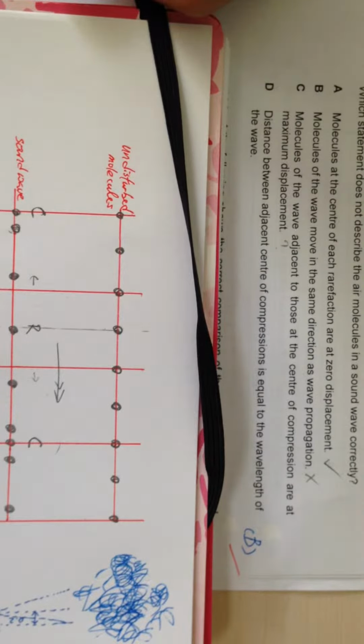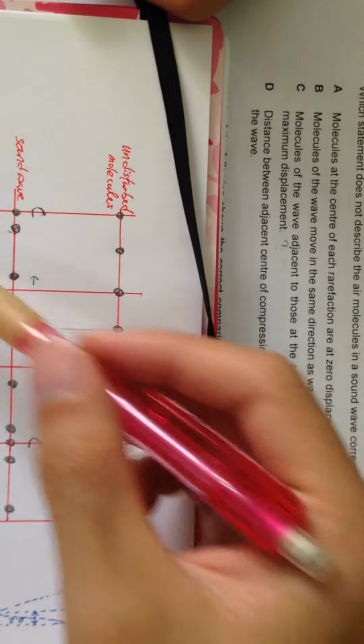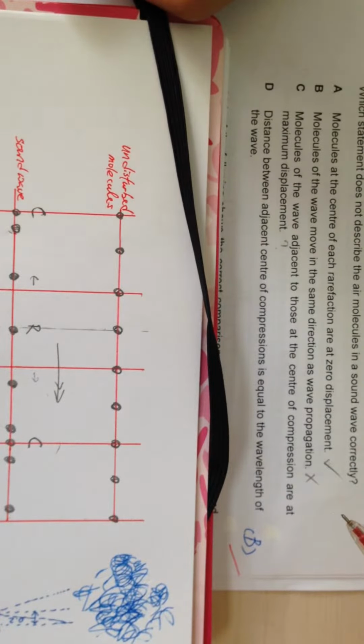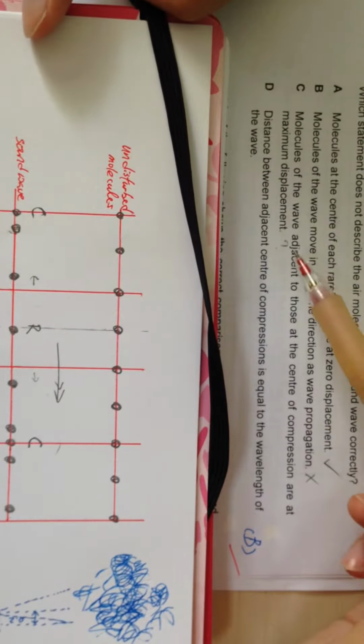Okay, why is C correct? Because when I draw the distance displacement graph, it doesn't look right. Okay, anyway, let's move on to D.